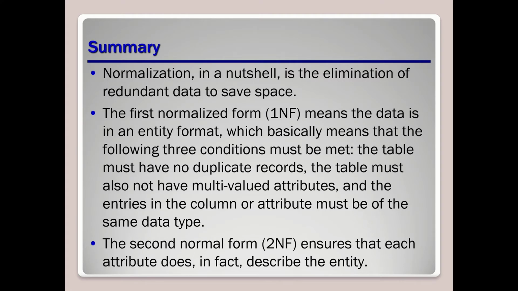So, summary: normalization in a nutshell is the elimination of redundant data to save space. The first normal form, 1NF, means that the data is in an entity format, which basically means that the following three conditions must be met. The table must have no duplicate records. The table must also not have multiple value attributes, and the entries in the columns or attributes must be of the same data type. The second normal form, 2NF, ensures that each attribute does in fact describe the entity.